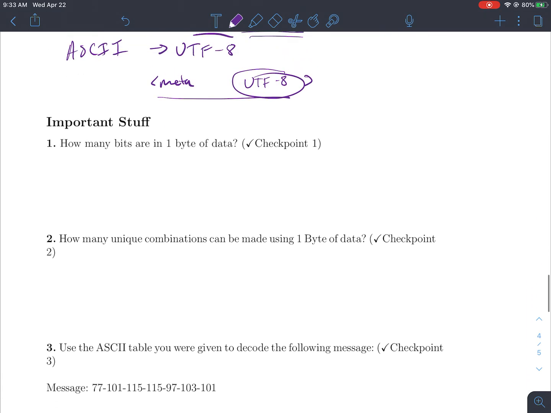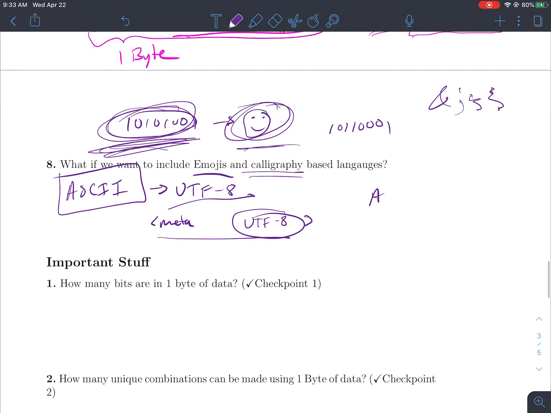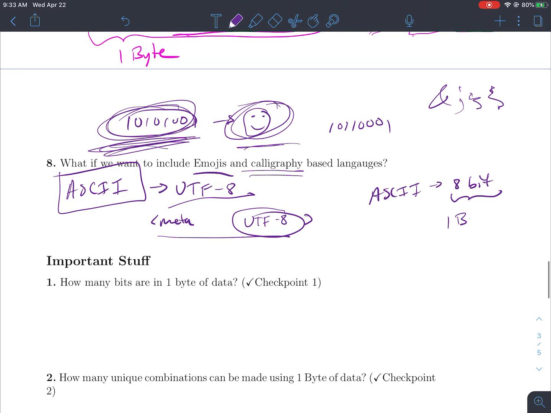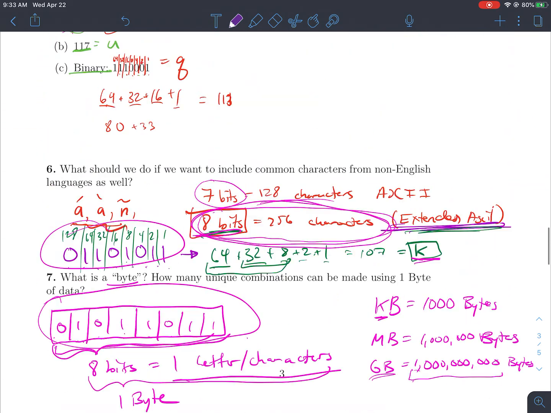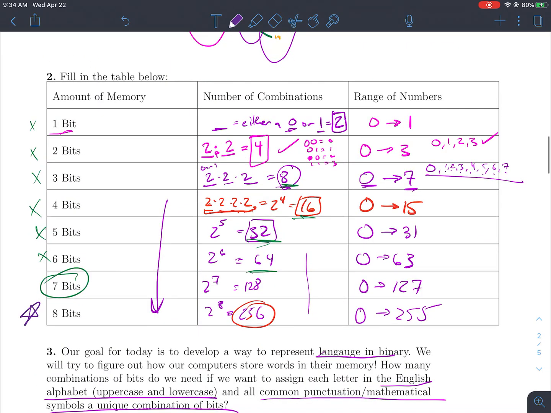ASCII is still a current basis, because even within UTF-8, ASCII is incorporated. So ASCII, just to review it, we're going to be using 8-bit representations. 8 bits is another word for 1 byte. And if you think about 8 bits, 1 byte, you can go back up here and you can figure out how many combinations you can make with 8 bits.